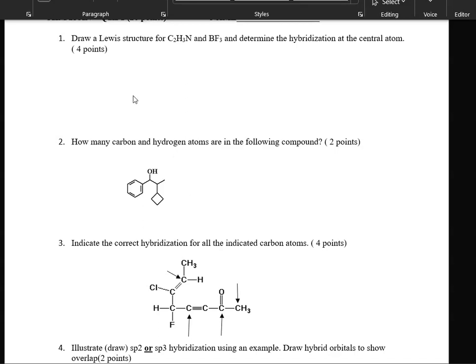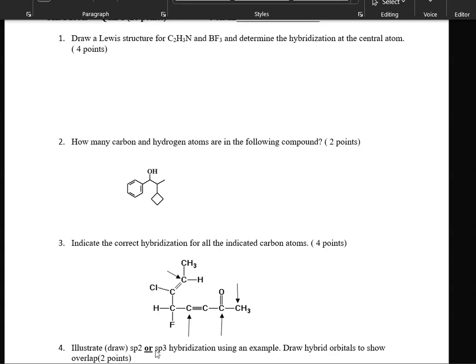This is the video recording for quiz number 1, the answers to it. The first question is asking you to draw the Lewis structure for two molecules whose molecular formulas are given, and also you have to figure out the hybridization at the central atom.